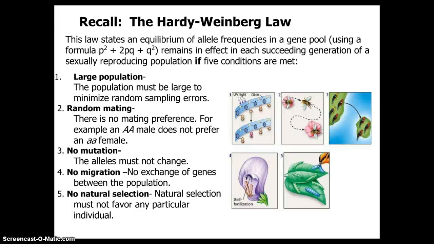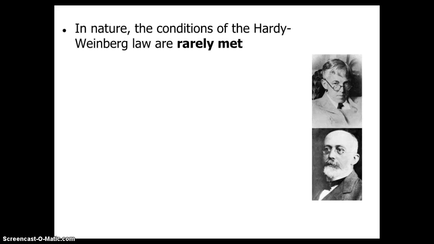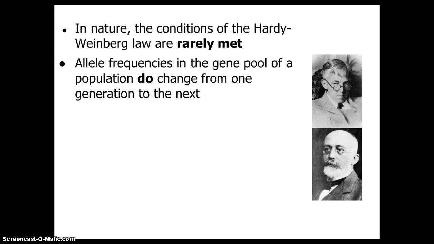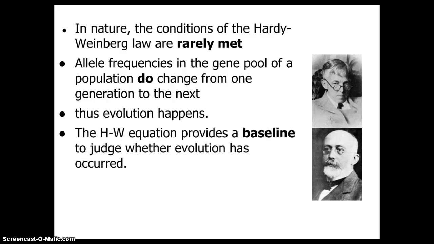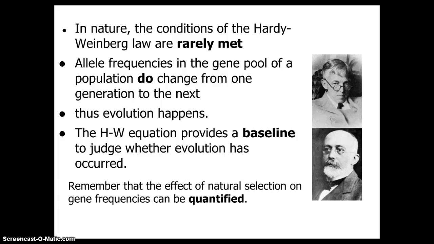We know that these are really hard conditions to meet, and that allele frequencies in gene pools do change from one generation to the next. And this is evidence that evolution is happening. So we can use Hardy-Weinberg's equation as a baseline and then figure out if evolution is happening from there.